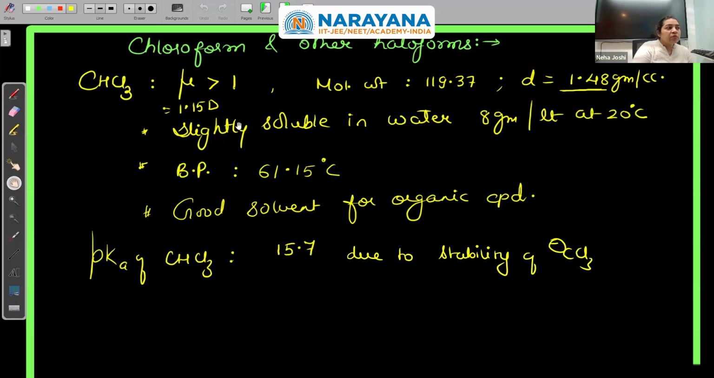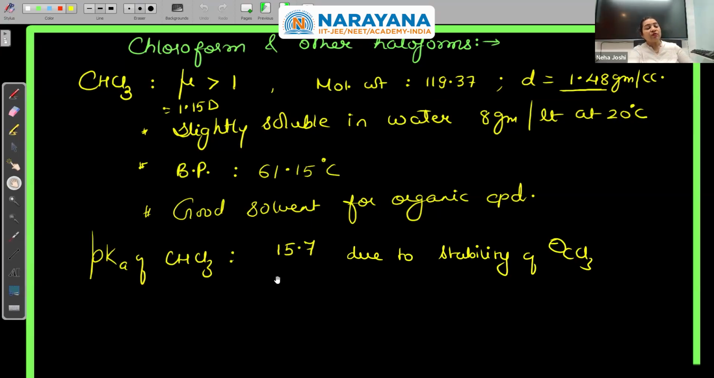So I was telling that you have to remember these values. Like chloroform, see, dipole moment is greater than 1. We have already discussed all polychloro carbon compounds will have density greater than 1. Dipole moment, we discussed that it is high, but how much? It is 1.15 D. Molecular weight you can calculate. It is slightly soluble, negligibly I would say, soluble in water. See, something which is 119 grams and only 8 gram per liter is soluble. So it is negligibly soluble. Boiling point is 61 degrees centigrade, a good solvent for organic compounds.